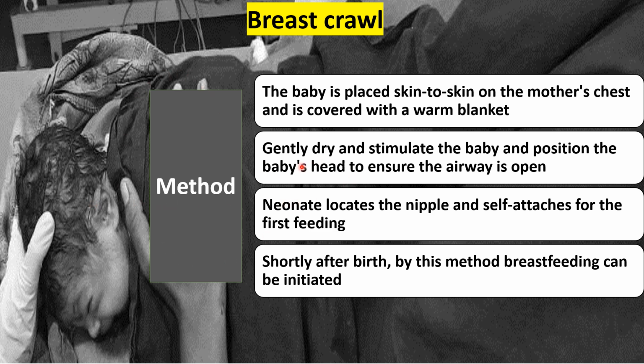After drying and stimulating the baby, we have to position the head of the baby toward one side to ensure the airway is open. And the neonate locates the nipple by crawling and self-attaches for the first breastfeeding. Shortly after birth, this method is very helpful to initiate breastfeeding.